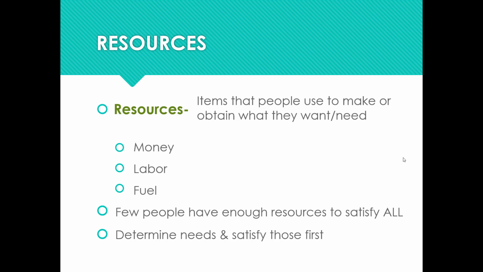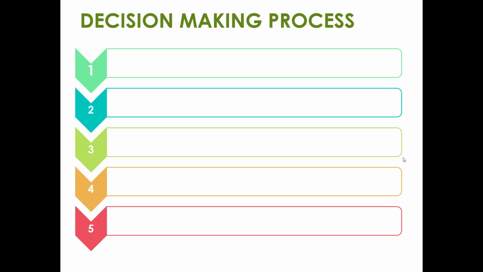Now, few people have enough resources to satisfy all of their wants or needs. So you need to be able to determine what needs you have and satisfy those first before you run out of resources. Like, I have limited amounts of money, so I'm not going to be able to buy everything I want or need. So I need to figure out what are my top items that I'm going to spend my limited amount of money on. And we'll do this through the decision-making process.